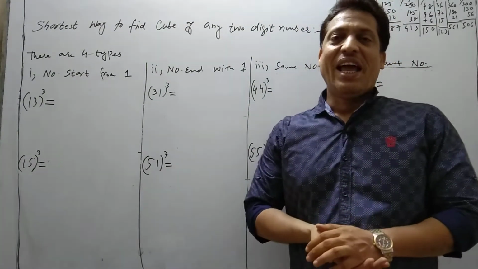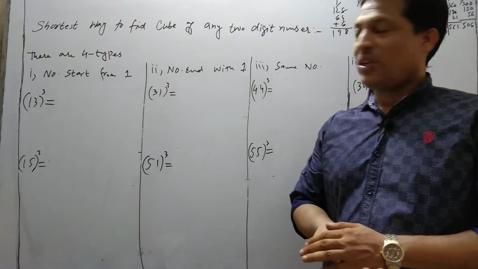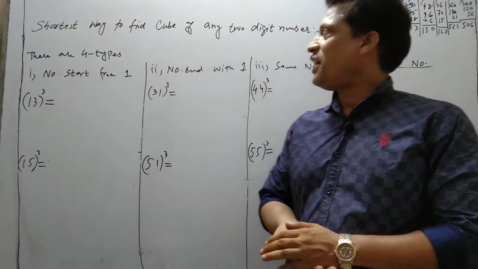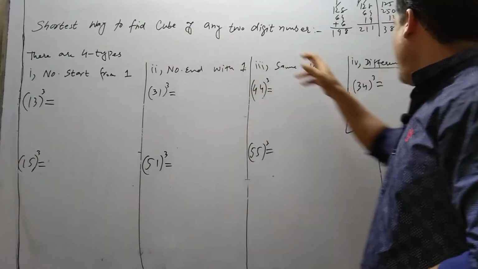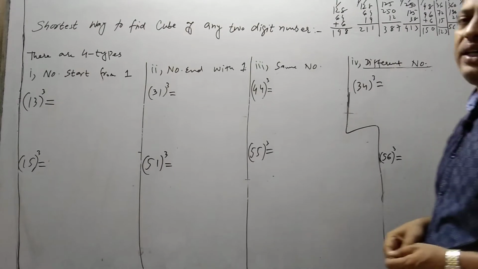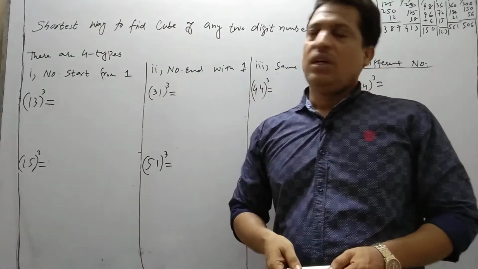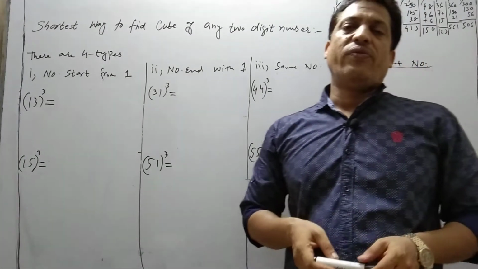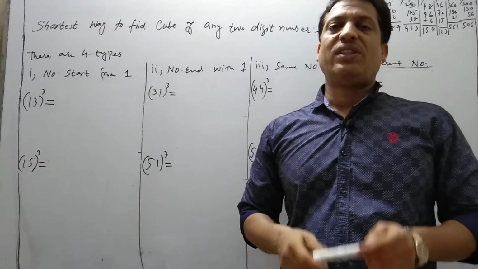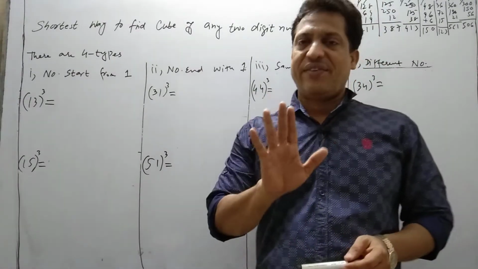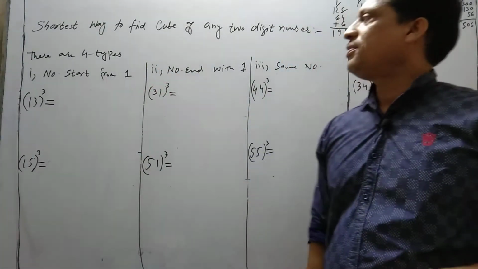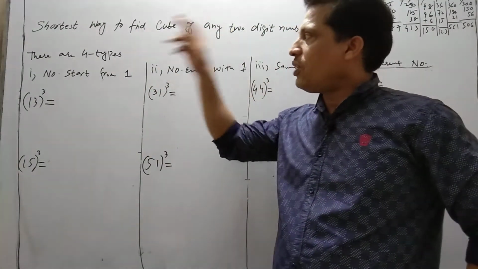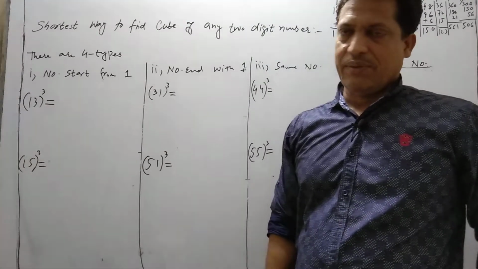Today I bring another way in mathematics, the shortest way to find the cube of any two-digit number. Student, I assure you, after this lecture, you will be able to find the cube of any two-digit number without a calculator in just 5 seconds. So have a look. Actually, there are 4 types of two-digit number.